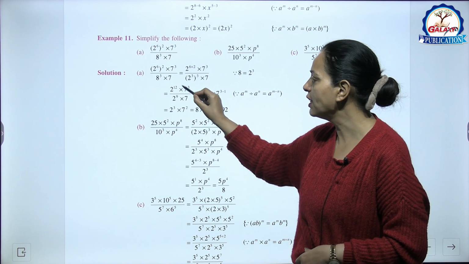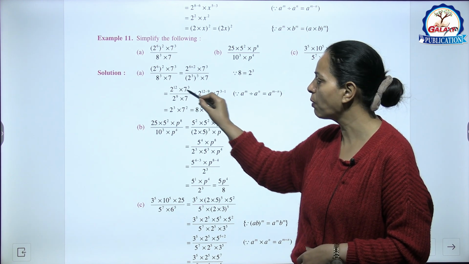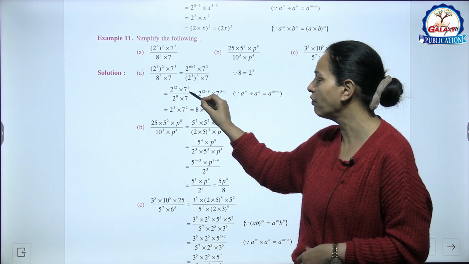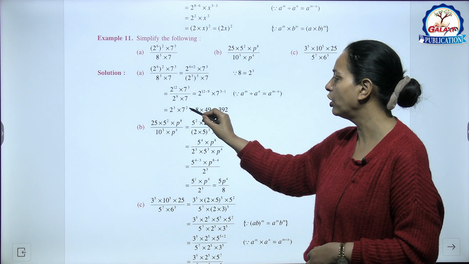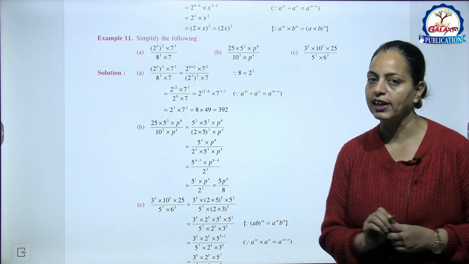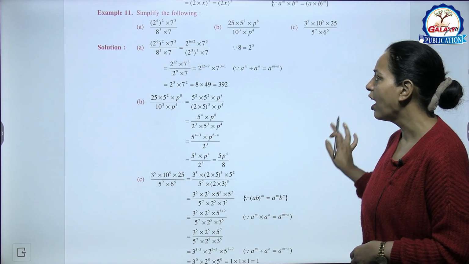Now base same, division sign है. So 2 raised to power 12 minus 9 into 7 raised to power 3 minus 1. Calculated 2 cube into 7 square. Now we can calculate the value. So this is the answer.